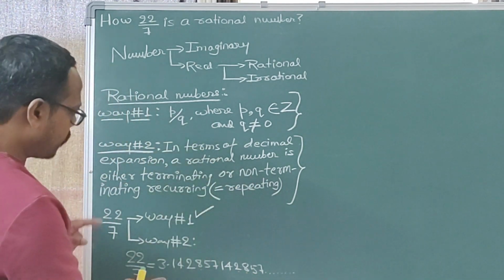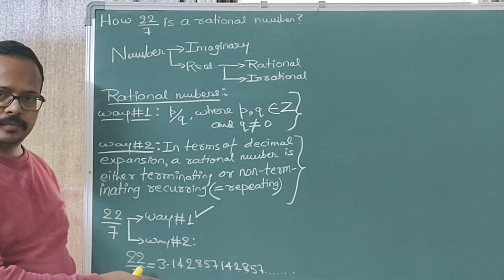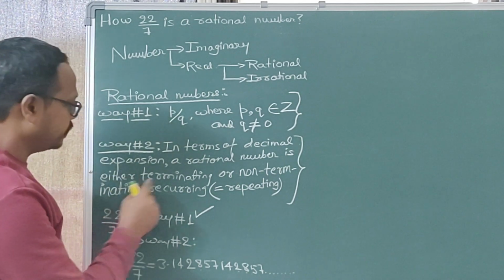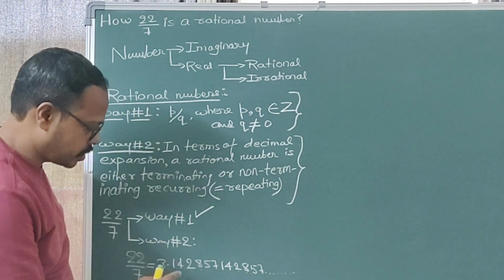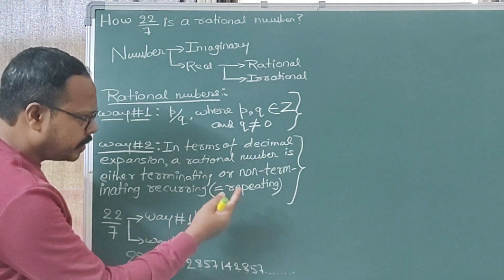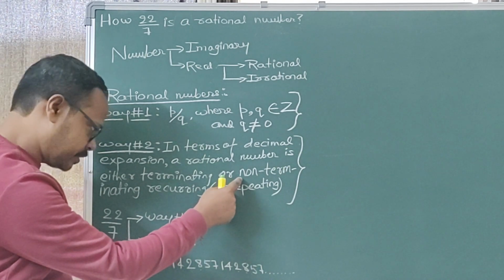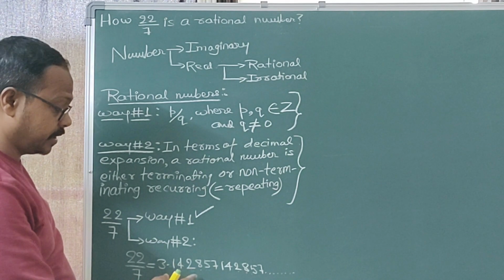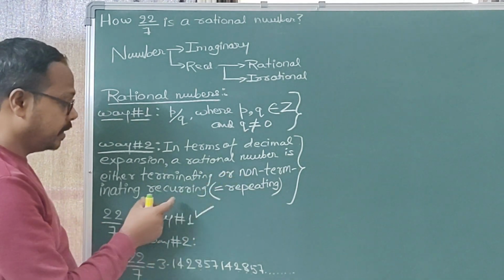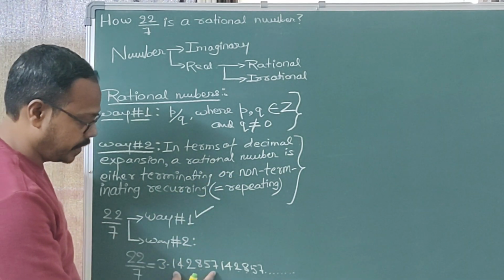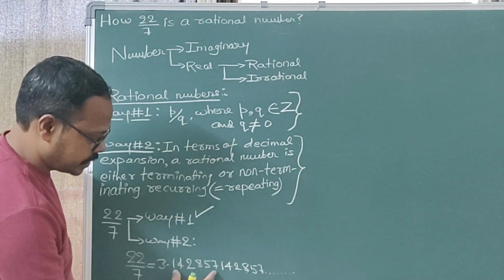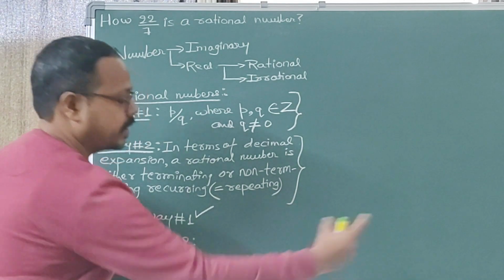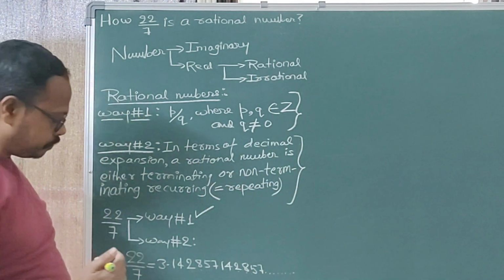So what kind of decimal expansion is it? Is it terminating? No, it is not terminating. Then is it non-terminating? Yes. In non-terminating, what type of non-terminating decimal expansion is it? It is non-terminating recurring. It is non-terminating repeating. This much pattern is getting repeated infinite number of times, right?